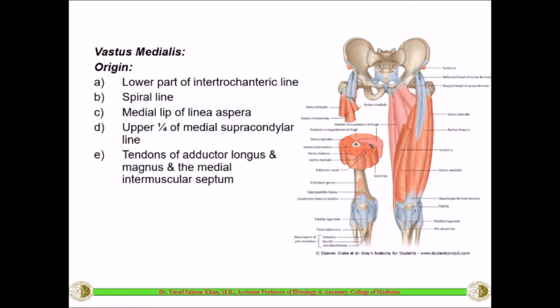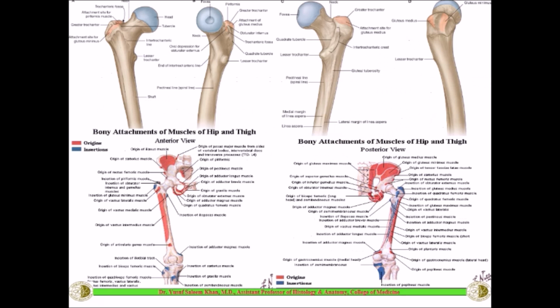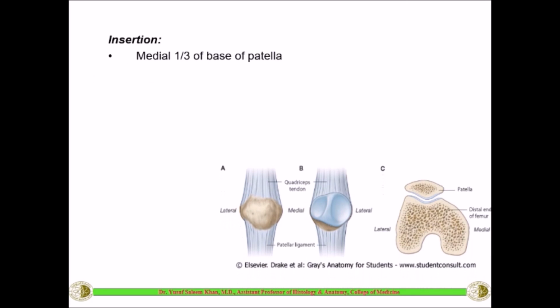So it has a very big origin. This is the vastus medialis. Now coming to the insertion, as you already know, it gets inserted to the base of the patella, but on the medial side. Okay, so the medial 1/3 of the base of the patella, then also on the medial border, almost 2/3 of the medial border of the patella.